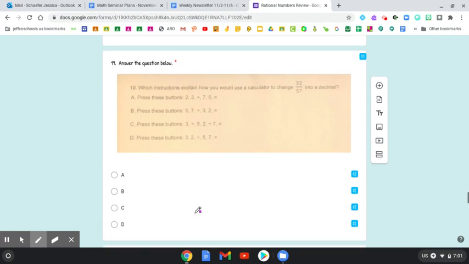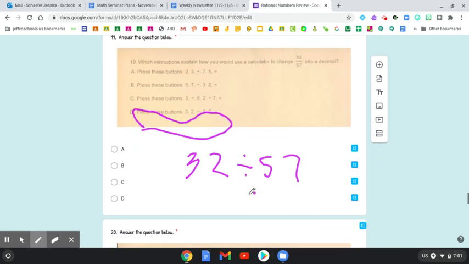Number 19, which instructions explain how you would use a calculator to change 32/57ths into a decimal? Remember, this line right here means to divide. So if I was going to put this into my calculator, I would do 3 and then 2 for 32. And then I would hit the divide button and then hit 5, 7 for 57. So I think we want D down here. I'm going to do 32 and then divide by 57.